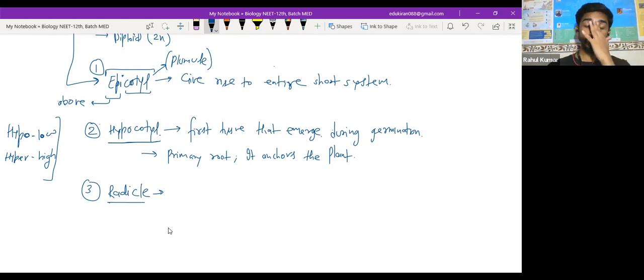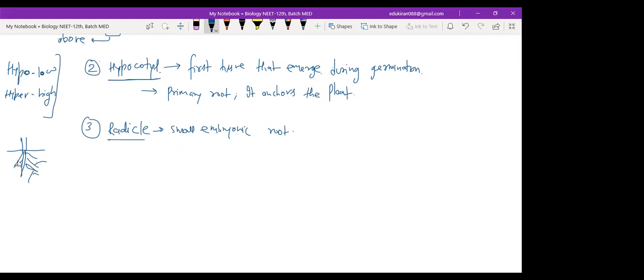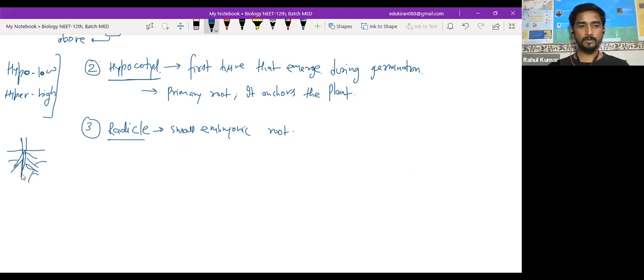Radicle is a small embryonic root. Now, in lower classes when you used to draw a plant, remember this is the stem, then you used to draw one major root and then there are many roots, right? Yes. So this is the primary root which comes out of the hypocotyl, okay? And the only job of the primary root is to go deep and anchor the plant. Then the other roots, the whole root network, which goes everywhere in every direction in search of nutrients and water, are the secondary roots. Is it clear?